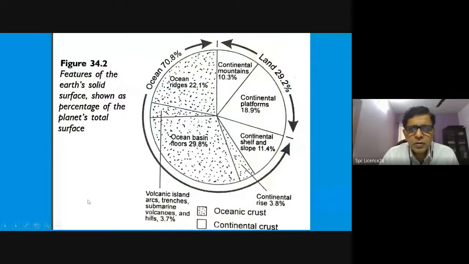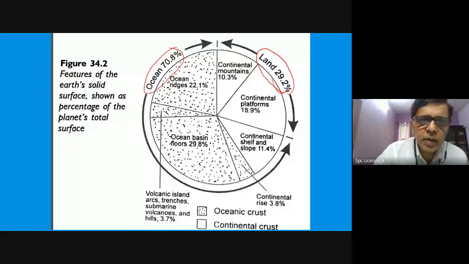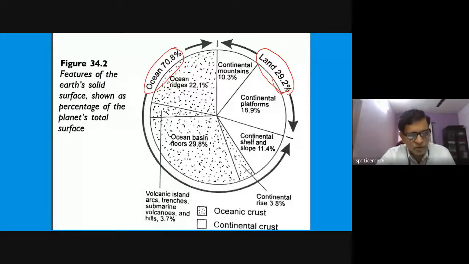Now, when we speak about the complete surface of this planet, the Earth, we need to understand, and we've seen it earlier as well, that land happens to be 29.2%, and oceans make around 70.8%. Obviously, there would be a minor change in percentage points whenever there is either a rise in the sea level due to climate change, or a fall in the sea level due to climate change.